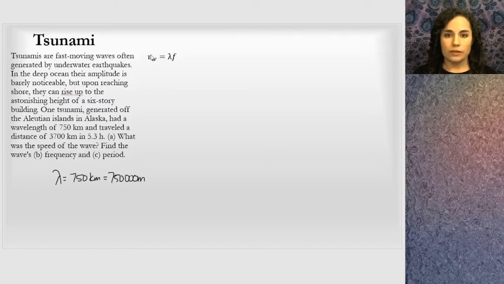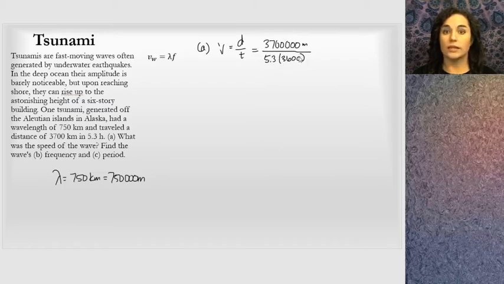So if I wanted to find the speed of the wave, I would need lambda and the frequency, but I only have lambda, so I can't find the speed that way. But for part A, I can go back to what I know about constant velocity. Velocity: the wave travels 3,700 kilometers, and I'm going to convert this to meters, add 3 more zeros to get it to meters, in 5.3 hours. So I'm going to take 5.3 hours and multiply by 3,600 in order to get it to seconds.